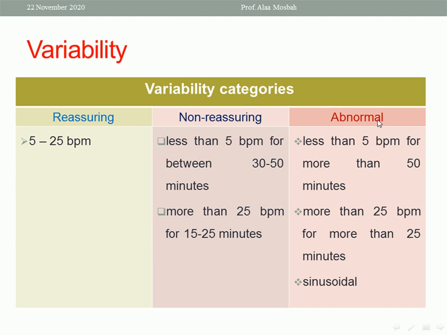What about the abnormal category? The abnormal category is also if less than 5 beats per minute but extending more than 50 minutes, or more than 25 beats per minute and extending more than 25 minutes, or if it is a sinusoidal rhythm, which is formed of waves without any beat-to-beat variability, just similar waves, as we will see.